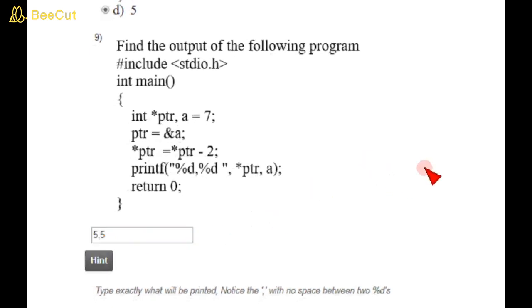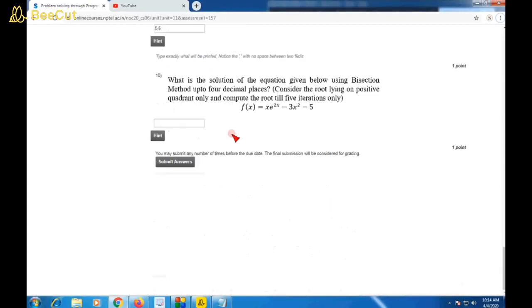Moving on to the 10th question. What is the solution of the equation f of x equal to x into e power 2x minus 3x square minus 5? So guys, as I said above in the fourth question, there is no answer for this until now. If I get any answer, I will update it in the title, description and also in the comment section. So guys, if any of you did the 4th and 10th questions, please comment.